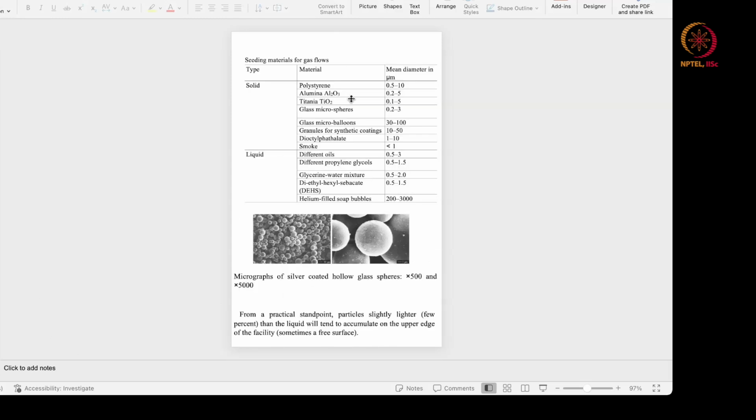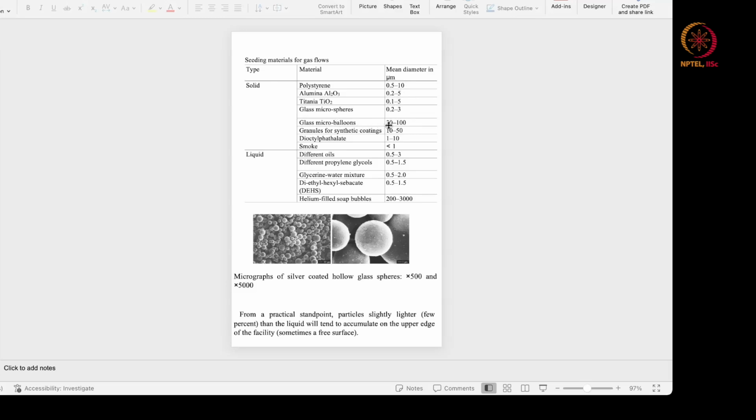Okay. So these are the seeding materials for the gas flow. Just remember that polystyrene, alumina, glass microspheres, all of these are candidates. We personally have used all of them. You can also use liquids in the gas flow. This is DHS, which is diethyl hexyl sebacate. And this is also used. This is about 0.5 to 1.5 micron in diameter. These are all within 3 microns, so to say.